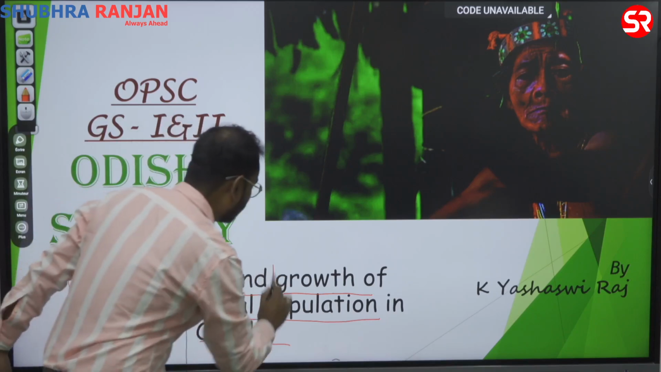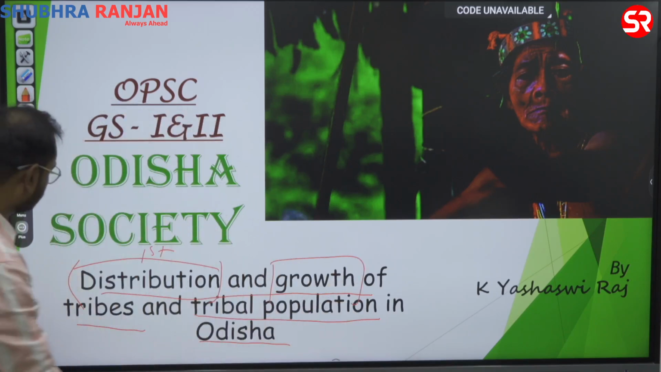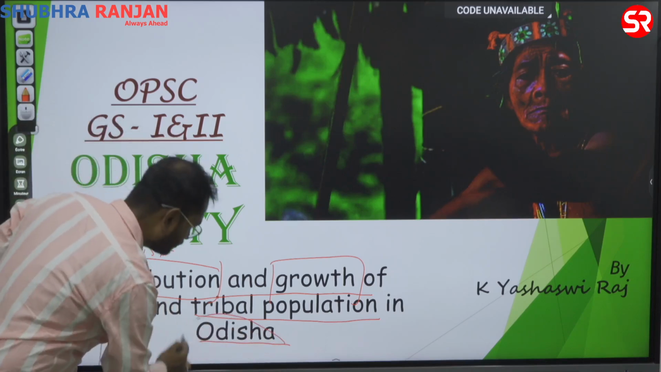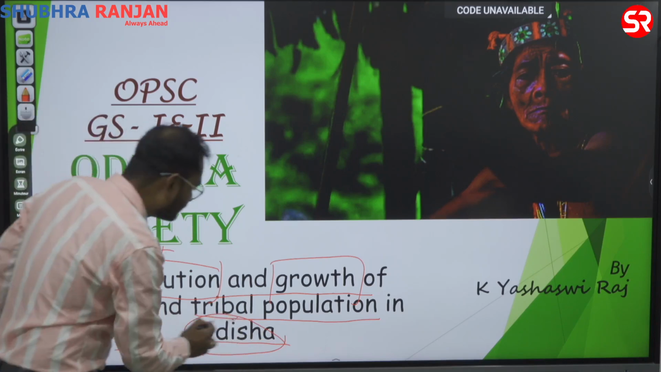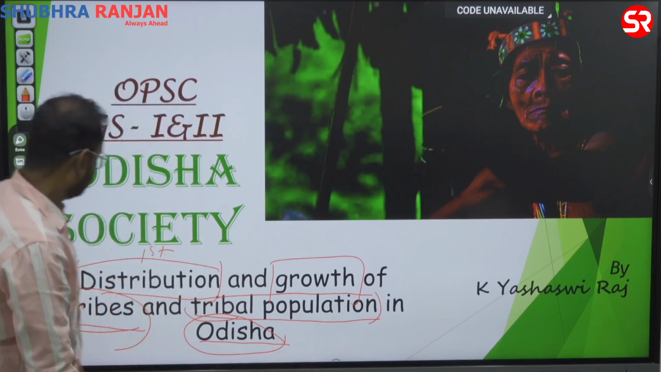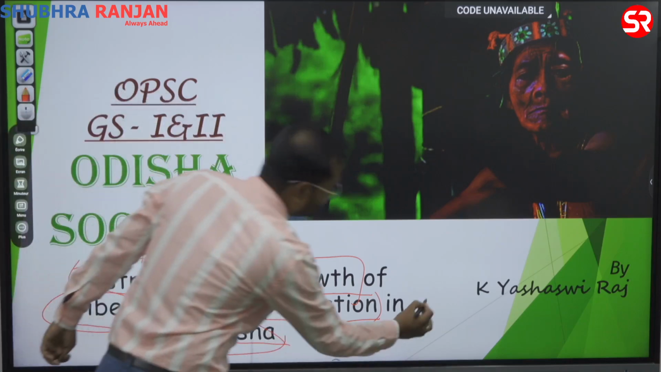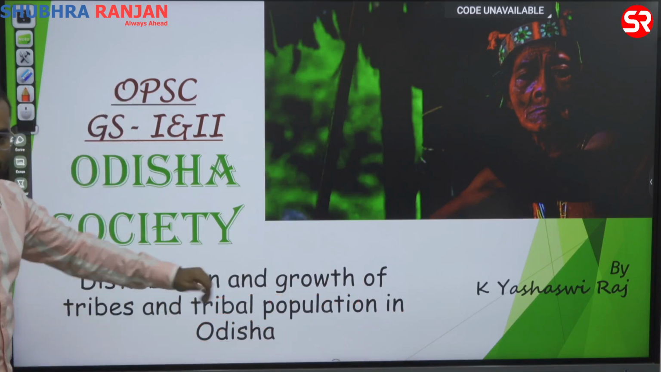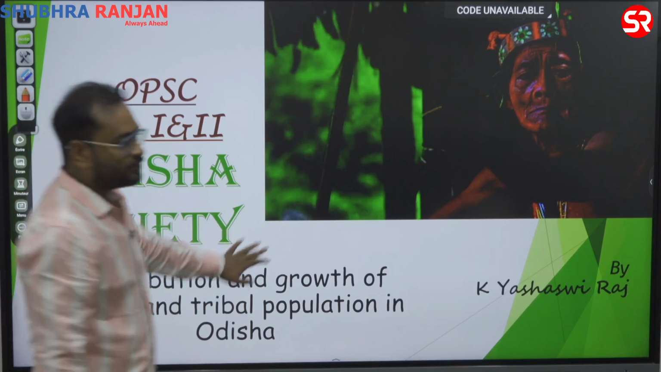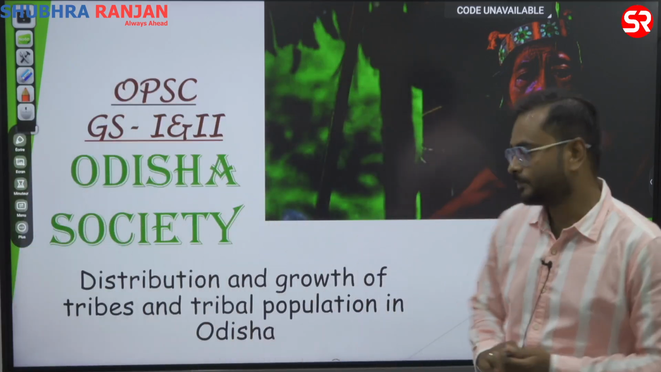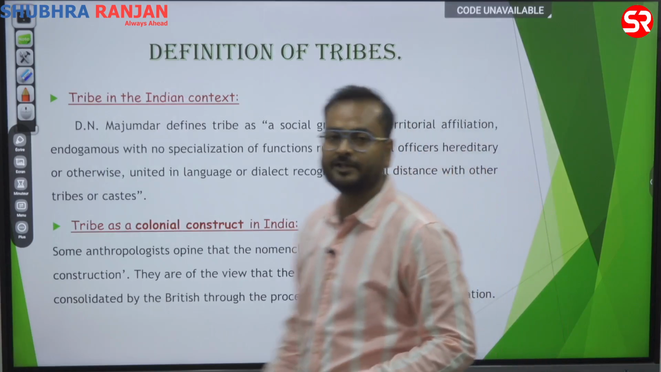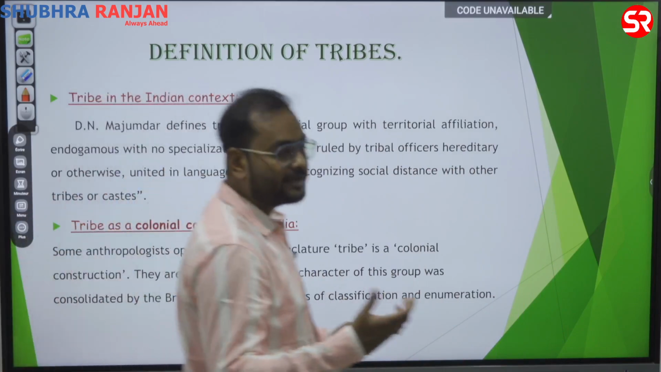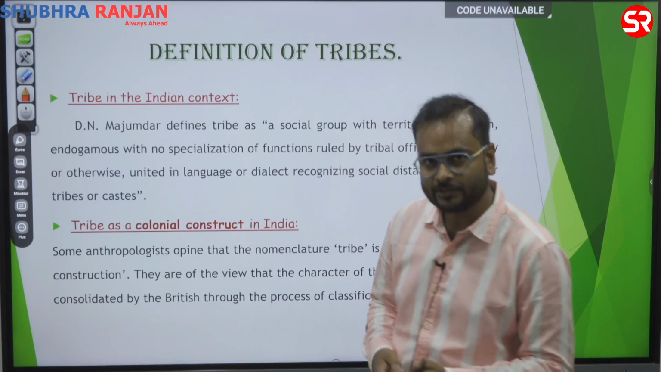The second keyword can be growth. Of whom? The tribes of Odisha and the whole of the tribal population in Odisha, isn't it? So when we break it down, we can say there are three parts to it. Slowly and eventually, we will come across all the parts, okay? So when we talk about the term tribe, there has to be a certain definition which can help you identify what a tribe is, okay?